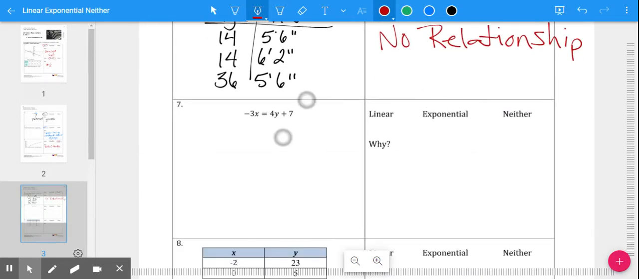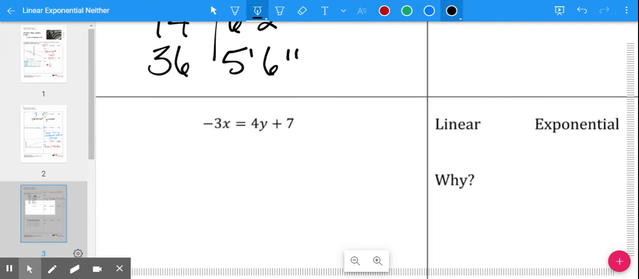So the next one, if we rearrange this, we could figure out how to get this into slope-intercept form. So that's what I'm going to do. X has no exponent, X is not in the exponent, therefore more than likely it's linear. So in order to check it, we try to get this into slope-intercept form. So I'm going to bring that down.